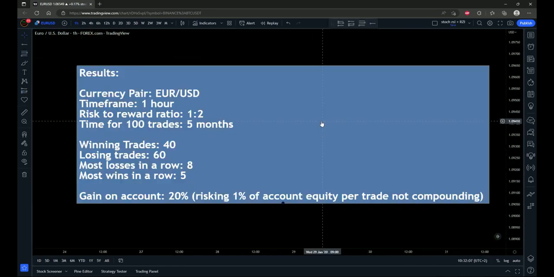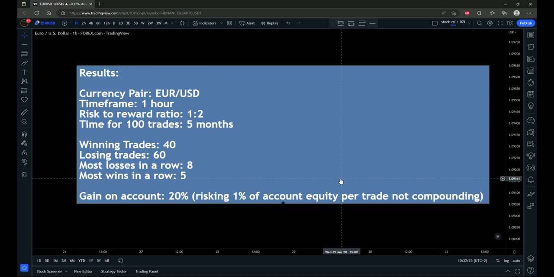The results are in after the 100 back-tested trades. This was done on euro against the US dollar on a 1-hour time frame using a 1 to 2 risk to reward ratio. It took 5 months of price data to find the 100 trades, and out of those 100, there were 40 winning trades and 60 losing trades. The most losses in a row was 8, and the most wins in a row was 5. The gain on the account after all that: 20%, risking 1% of account equity per trade, and also not compounding.